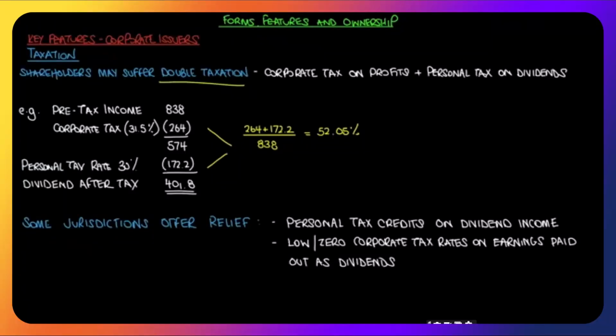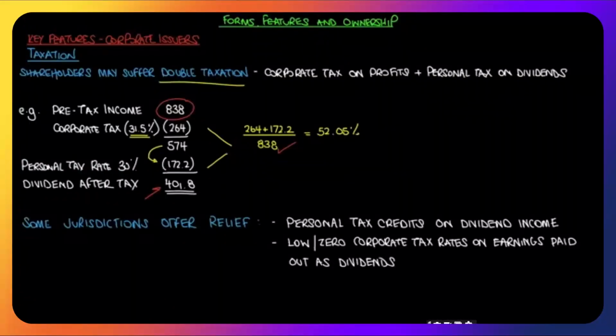Imagine you have pre-tax income of 838. The corporate tax rate you've suffered is 31.5%. That means the legal entity, the corporation, gets taxed 264. You've got 574 left. Now, assuming all of that gets paid out as dividends, comes back to shareholders. Let's say the personal tax rate is 30%. Out of that 574 personal dividend, you're going to pay personal tax of 172.2 and end up with 401.8. So look what happens. At a pre-tax income of 838, you're left with only 401.8.